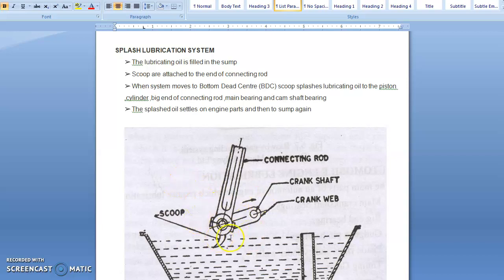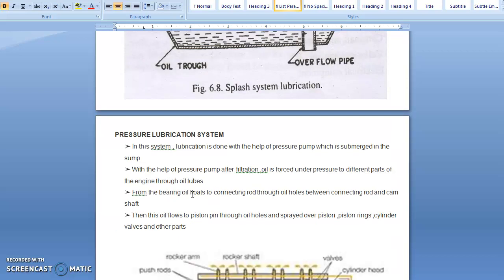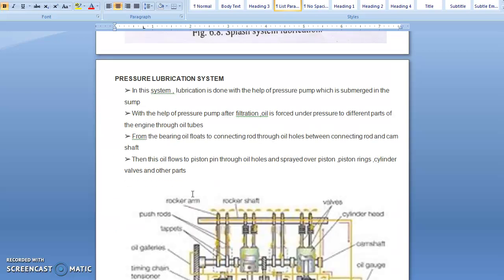This action affects lubrication of the engine valve, piston ring, crankshaft bearings and other bearings, etc. So by using this type of lubricating system, we can easily lubricate these parts. Next we go to discuss the third type of lubricating system, that is known as the pressure type lubricating system.